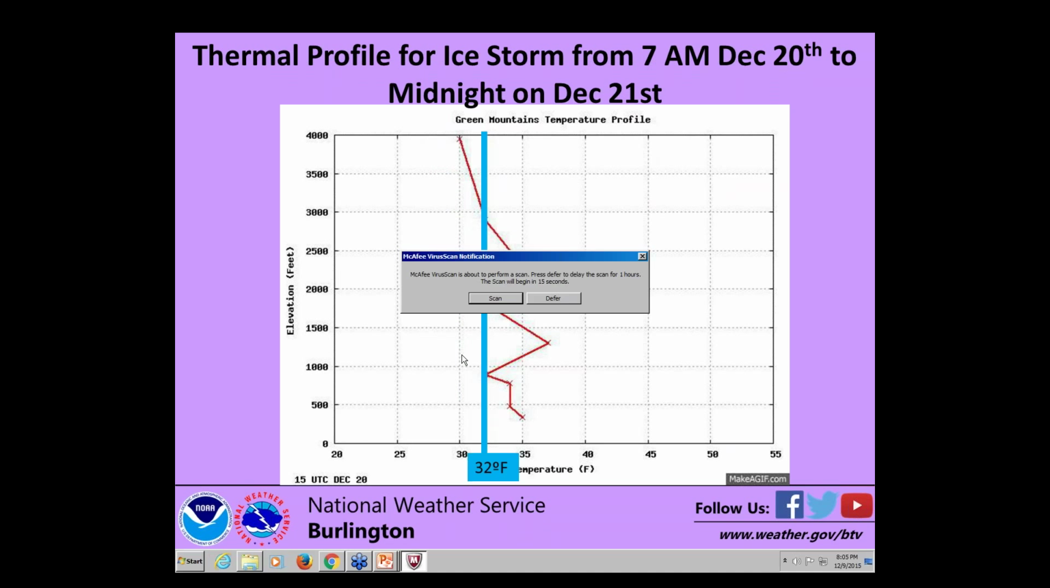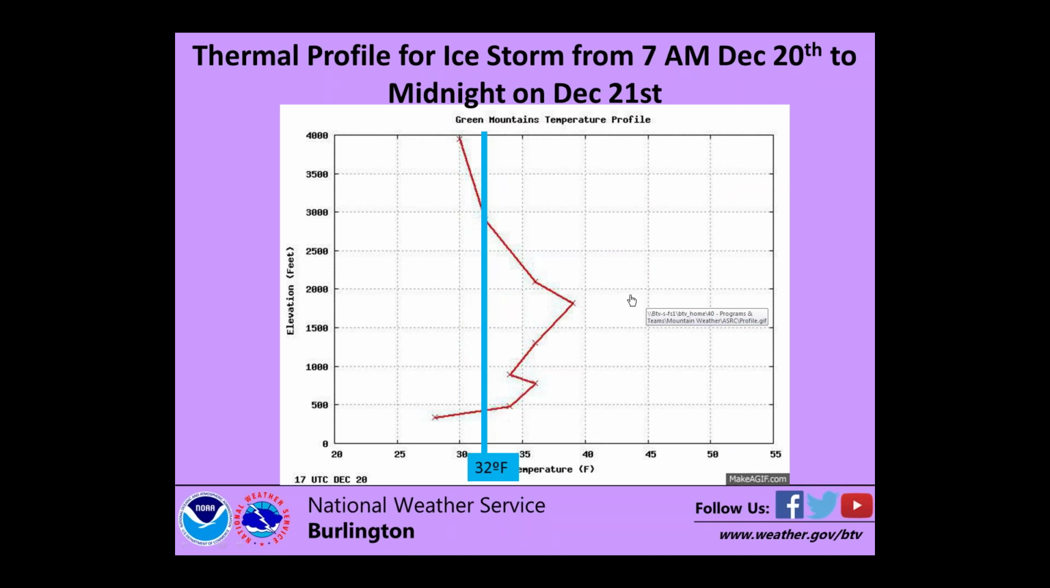And then you can see how the temperature progressed from 7 a.m. on the 20th through midnight on the 21st, and it just continued to have that very intense warm nose to the right of the 32 degree Fahrenheit line, while the surface still remained below freezing, and that cold layer right above the surface remained pretty shallow throughout the period.